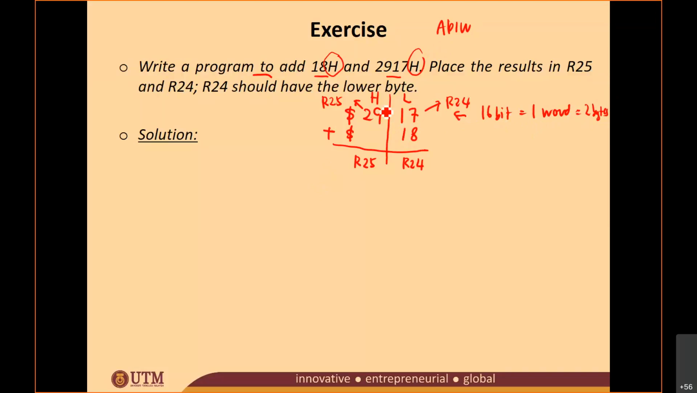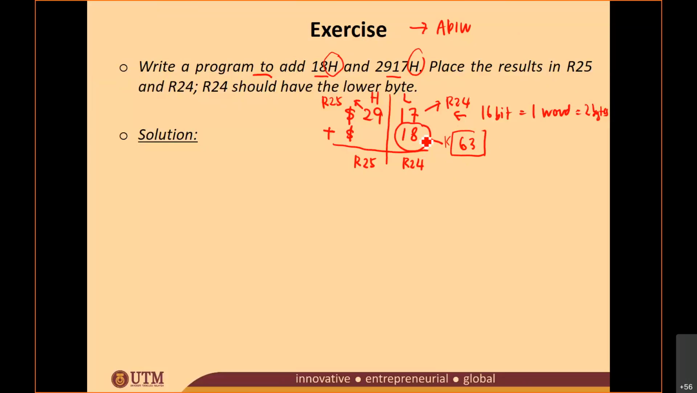But first, before I use this instruction, I need to make sure the immediate value, this value here, does not exceed 63. If you go to the ADIW slide, there is a condition. It tells you that this immediate number, K, is not supposed to be greater than 63. This 63 is in decimal, but this one here is in hexadecimal.